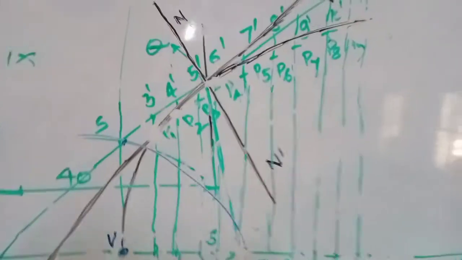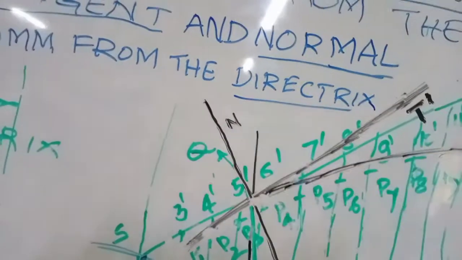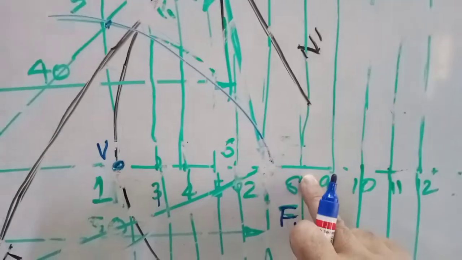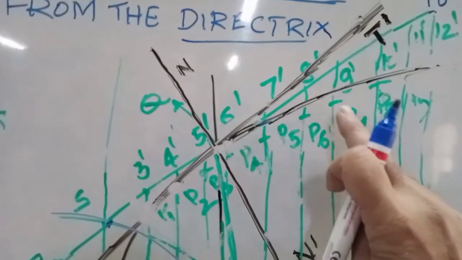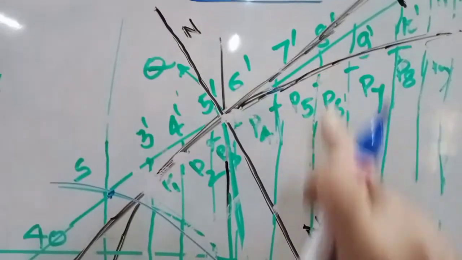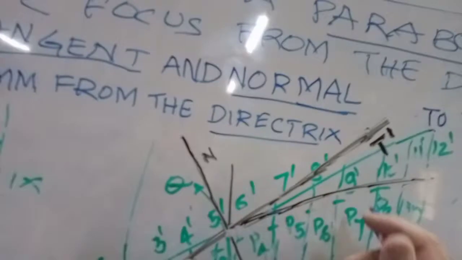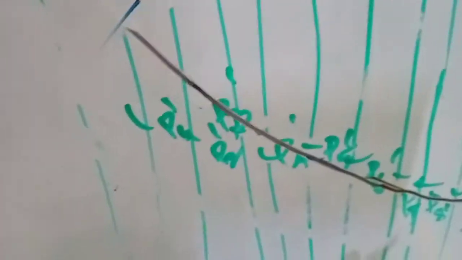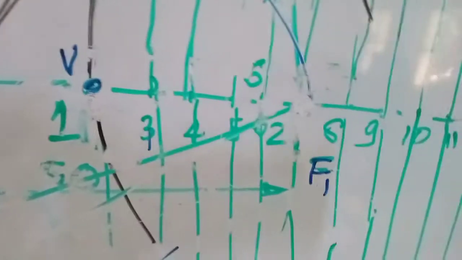Then coming to the sixth point, this is on the 8 to 8 dash length. Take the distance of 8 to 8 dash. Take the length, cut the same line from F1, always from F1. So I am getting a point here; I am marking it as P6. Downside, I am getting somewhere here. I am marking it as P6 dash.